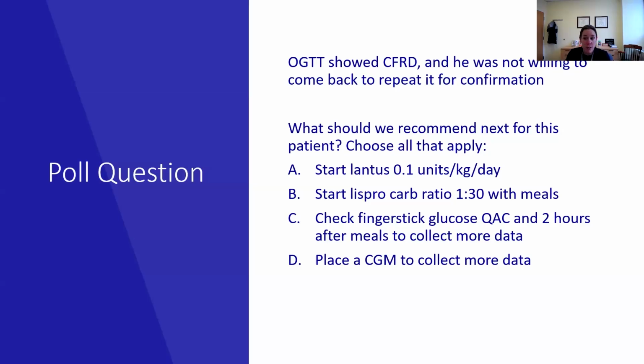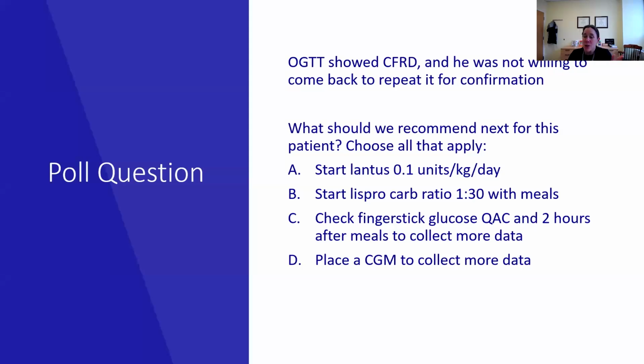We can start a low dose of Lantus, or we can start a lispro carb ratio with meals, so short-acting insulin with meals. We can ask the patient to do finger stick checks before meals and after meals, or we can place a CGM. And we are, in fact, at a talk about diabetes technology, and so it makes sense that everybody is saying D, place CGM. And that is exactly what I would do. I'll tell you though, even 5 years ago, I would have been doing C because CGM wasn't as widely available. It was harder to do.